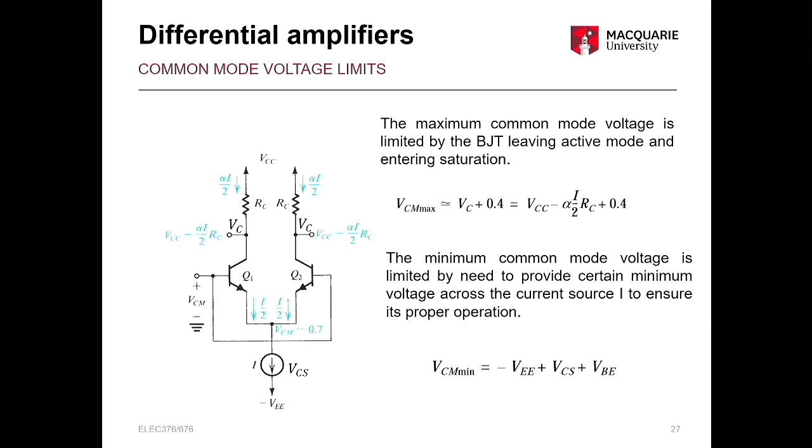Okay, so what about the voltage limits? Do you remember we did this for the MOSFET differential pair? There's going to be some common mode limits over which this amplifier will operate as we want it to. The maximum common mode voltage is going to be limited by the BJT leaving the active mode, in this case entering the saturation region. If you remember from MOSFETs, it was limited by the requirement to stay in the saturation region.